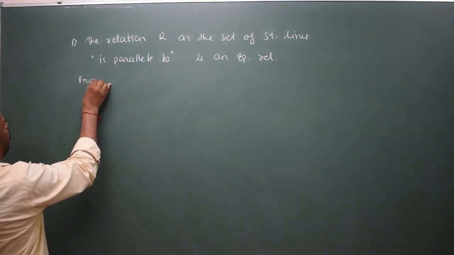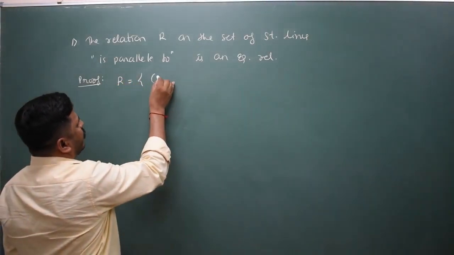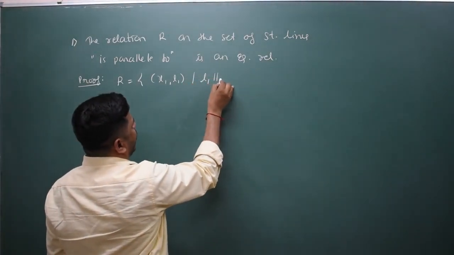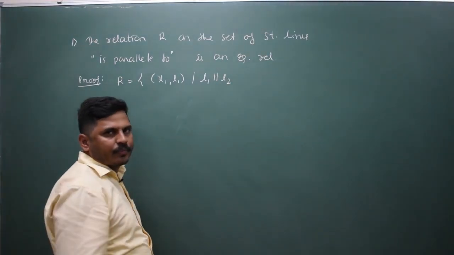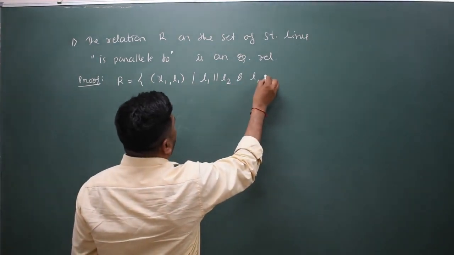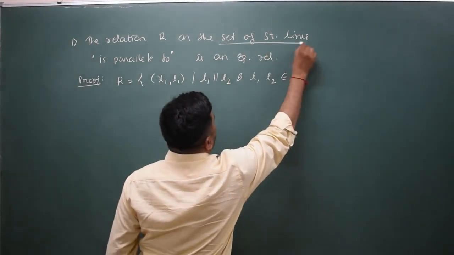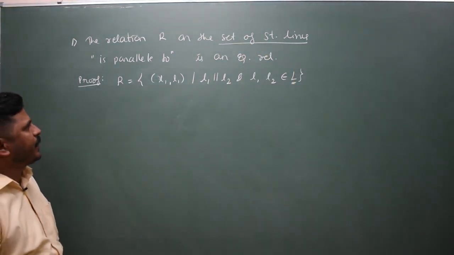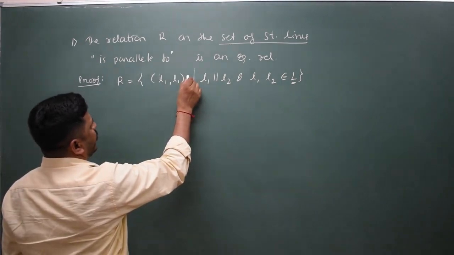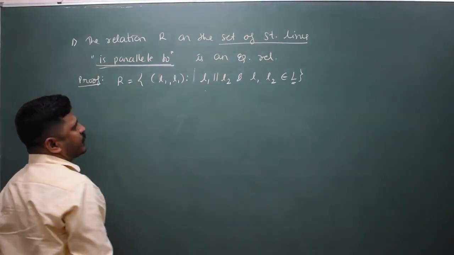Proof. If you write this properly, R is equal to the set of L1 comma L2, line 1 comma line 2, such that L1 is parallel to L2, and L1 comma L2 belongs to set L, where L is the set of straight lines. You can also write it as such that L1 is parallel to L2 is your relation.